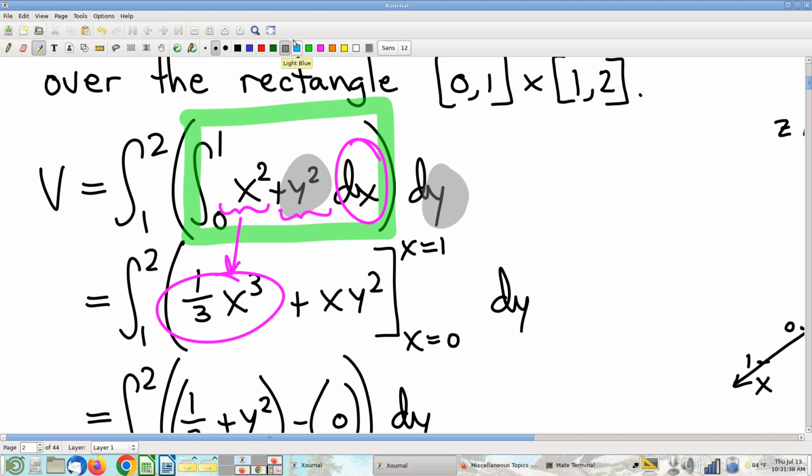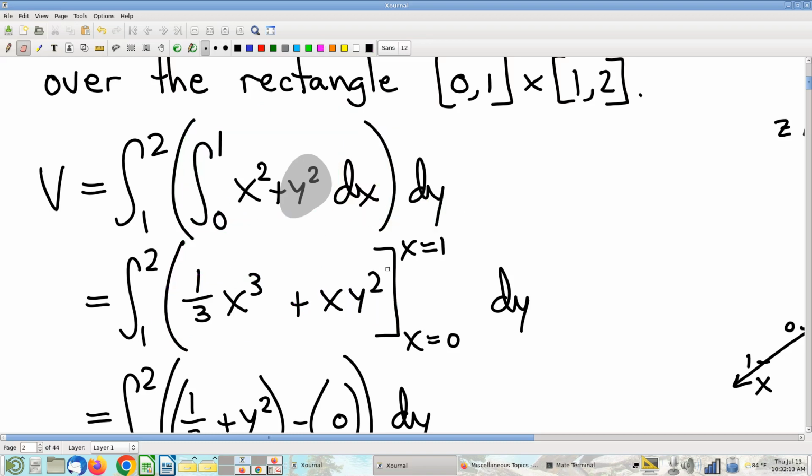Very importantly, y is a constant. That means we treat it as a constant, and the antiderivative of a constant is the constant times whatever your variable is, and in this case, your variable is x. So the antiderivative of y squared is x y squared. Everybody good? Heads up, right? You're in charge of making sure that you remember how to treat each of the variables at which point in this integration process.